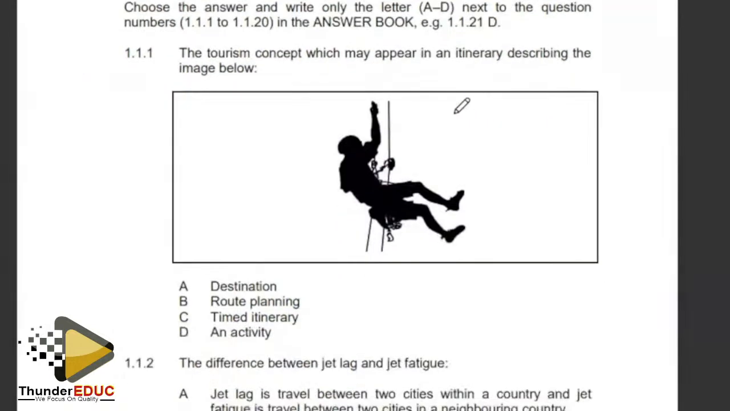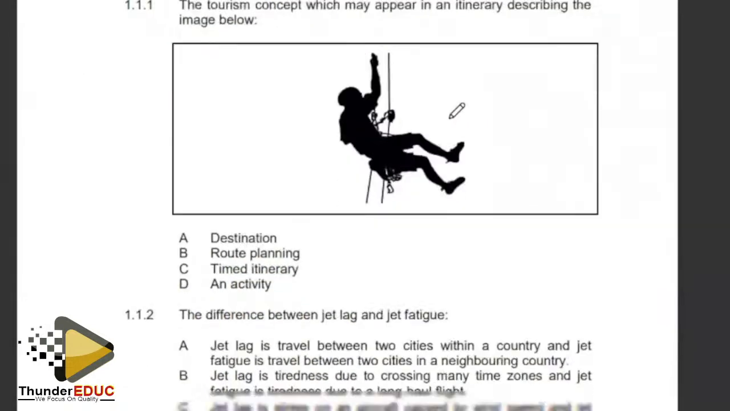Section A, the instruction reads, various options are provided as possible answers to the following questions. Choose the answer and write only the letter A up to D next to the question numbers. For example, 1.1.1 to 1.1.20 in the answer book. So let's go to the first question, 1.1.1.